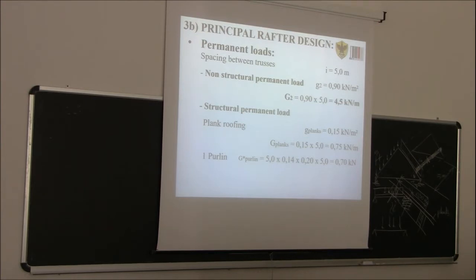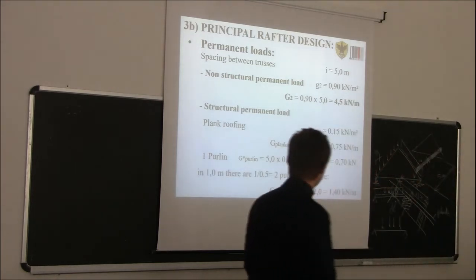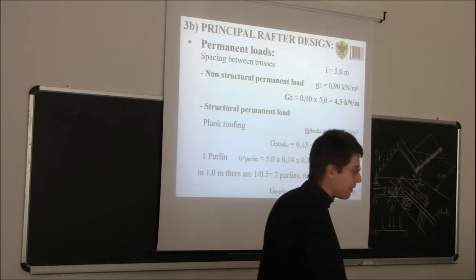The second method could be useful when, of course, we don't have a simple spacing like this, but we have a different one. So we take the value divided by the spacing. Okay, so 1.4 kN per meter.